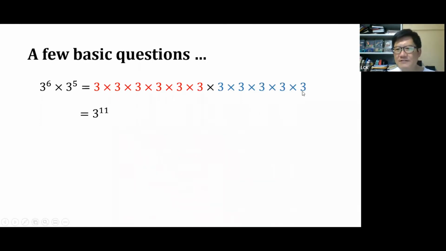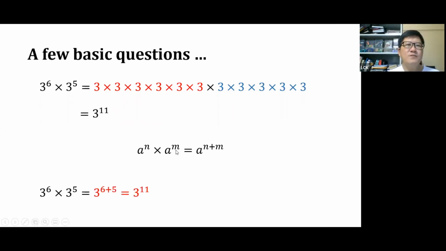All right, because there are 11 3's here. But if you remember this rule, this is one of the rules we covered just now. In fact, this was the first rule we covered. You will see that 3 to the power of 6 times 3 to the power of 5 is simply 3 to the power of 6 plus 5. How do I know this? Because of this rule. And you would agree that doing this is a lot more error prone.